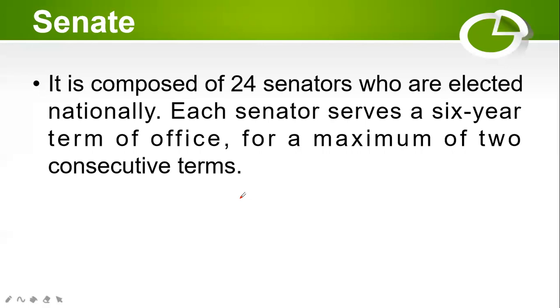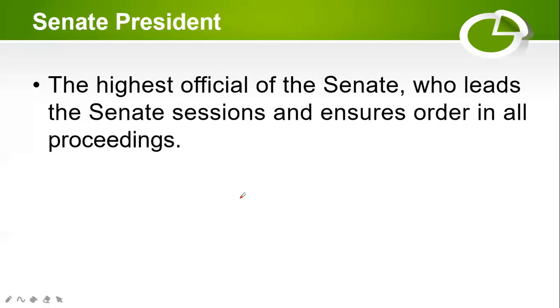So Senate President guys. So kinsa nato ang Senate President? So we have Soto. So si Senate President guys, the highest official of the Senate. Siya yung pinaka-leader. Siya yung pinaka-highest official who leads the Senate sessions and ensures order in all proceedings. So meaning bright jud kay Sir Soto no kay siya ang naga-lead sa session. Siya pud ang naga-ensure nga naay order ang proceeding sa Senate office or the upper house.